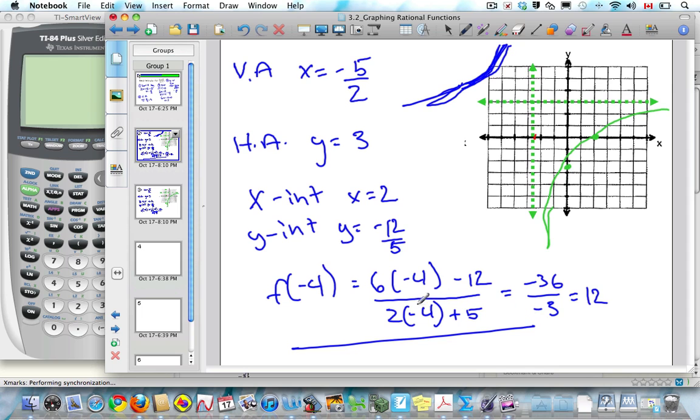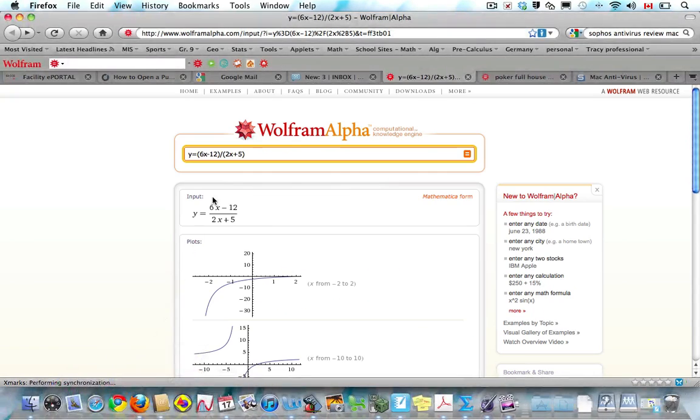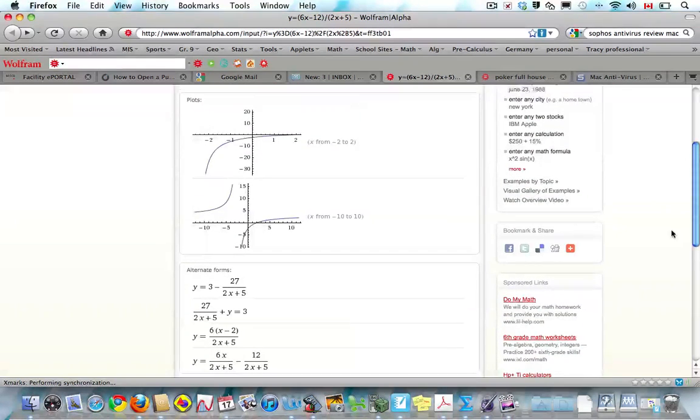Now, to see if I'm correct, the easiest thing is probably to go to Wolfram Alpha, which I love, and type it in as I've done here. Hit enter, and you see I get this graph. It goes through negative 2.4, and it's up here as well. And there are the asymptotes. In the alternate forms you can see your horizontal asymptote.